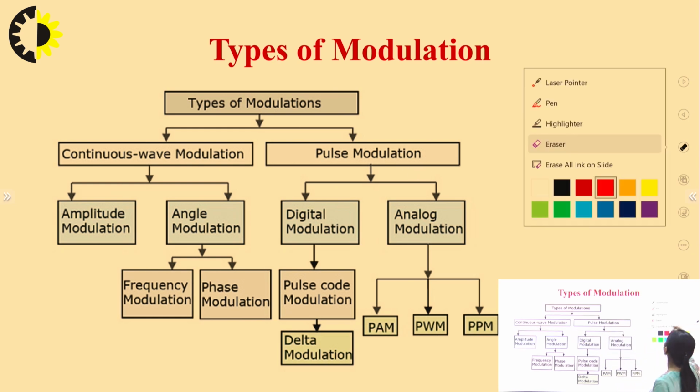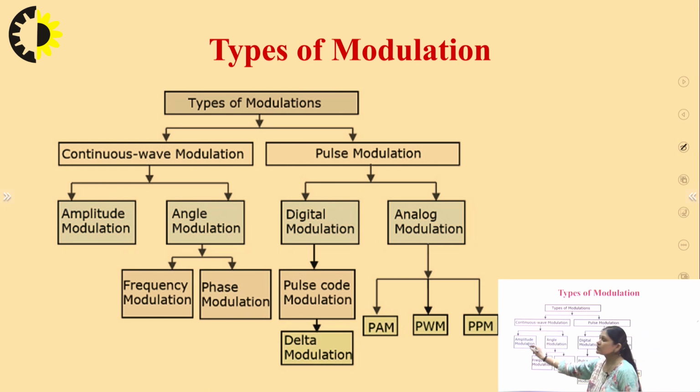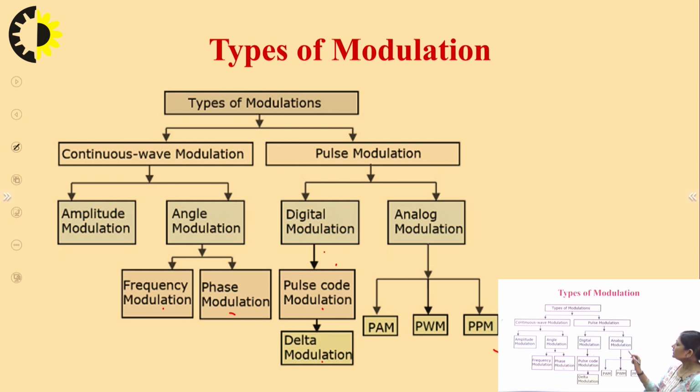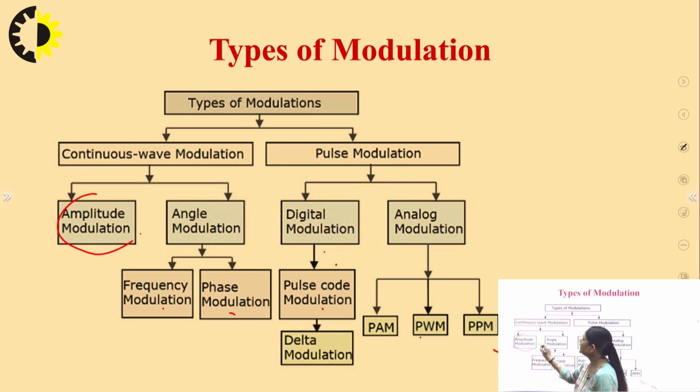And when we talk about continuous wave modulation, it is further divided into amplitude modulation and angle modulation. Now in angle modulation, we can talk about frequency modulation and phase modulation. In pulse modulation, it is divided into digital modulation and analog. Under digital comes pulse code modulation, or that can be delta modulation. And in analog modulation, there can be pulse amplitude modulation, pulse width modulation, or pulse position modulation. So in this whole chart of modulation, today we will be discussing about amplitude modulation, that is the basic modulation, and it comes under continuous wave modulation.